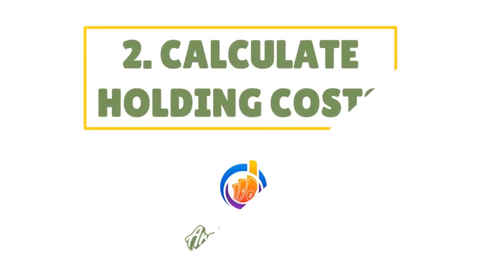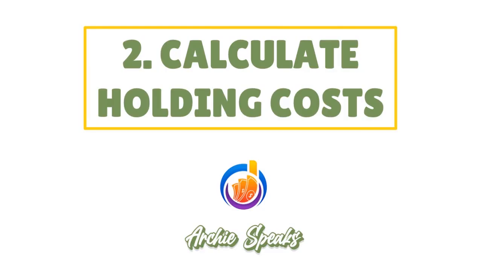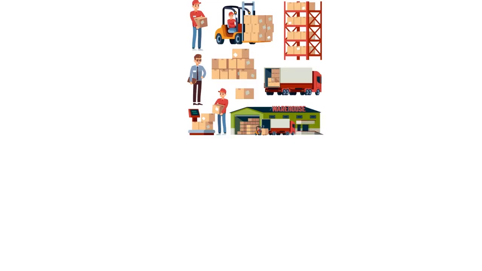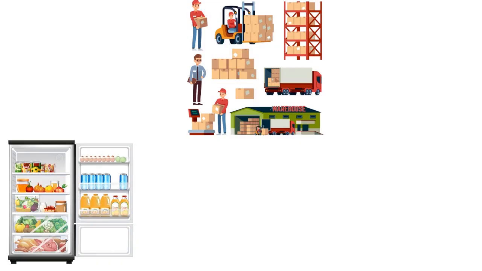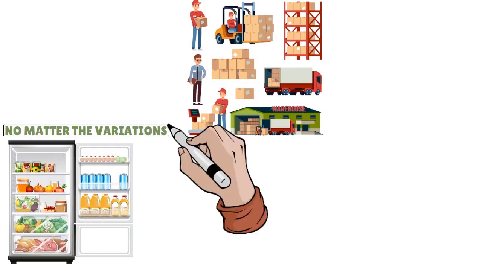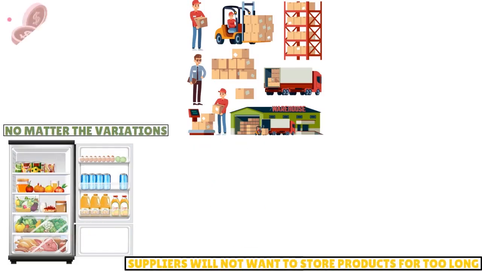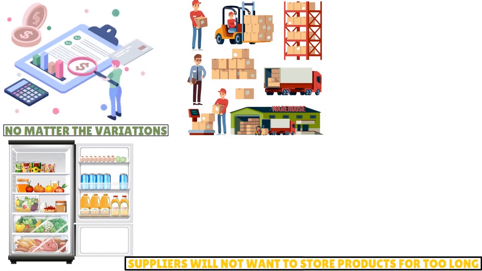Number two, you want to calculate the holding cost. Depending on the products sold and the storage requirements, the cost to store products, also known as inventory carrying cost, will vary. Refrigeration, for example, will incur energy cost, and oversized items may take up extra space. No matter the variations, suppliers will not want to store products for too long because their finances will benefit from a quicker turnaround. This is worth remembering when you are looking for deals.